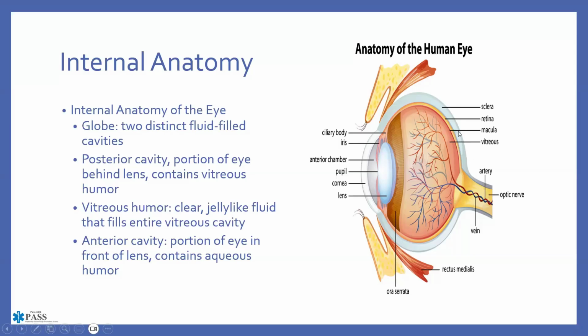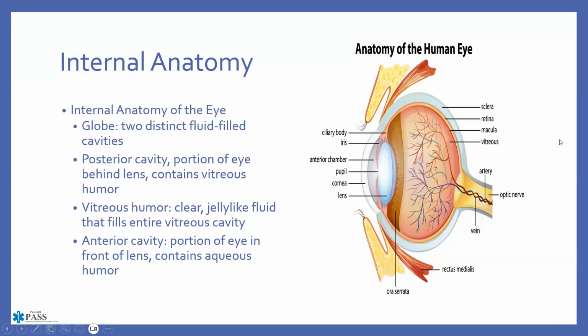But the macula is what I'm talking about right now. That's a small area in the retina that allows for central vision. And that is actually in the center of the retina. So if we're talking about central vision versus peripheral vision, the central vision is the macula.